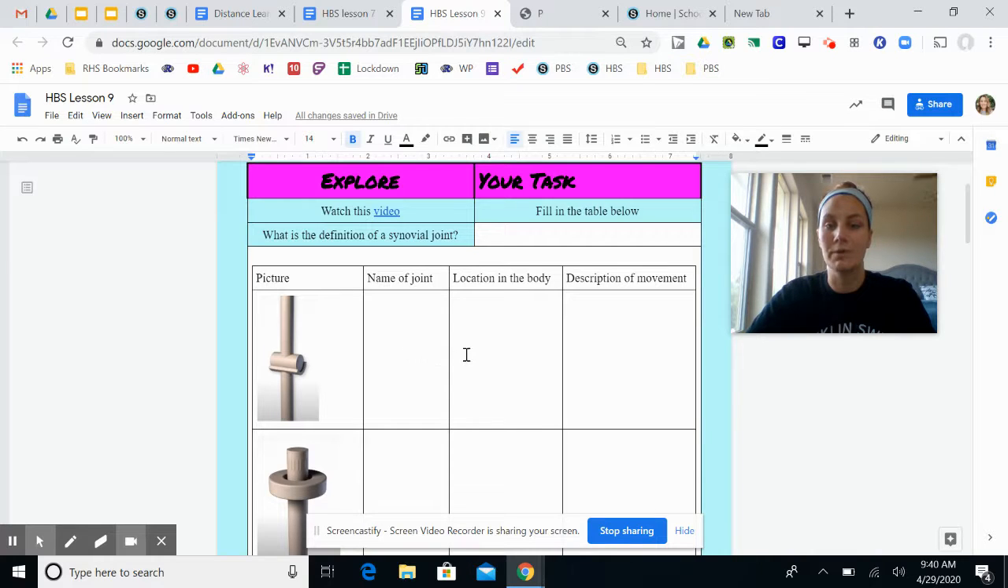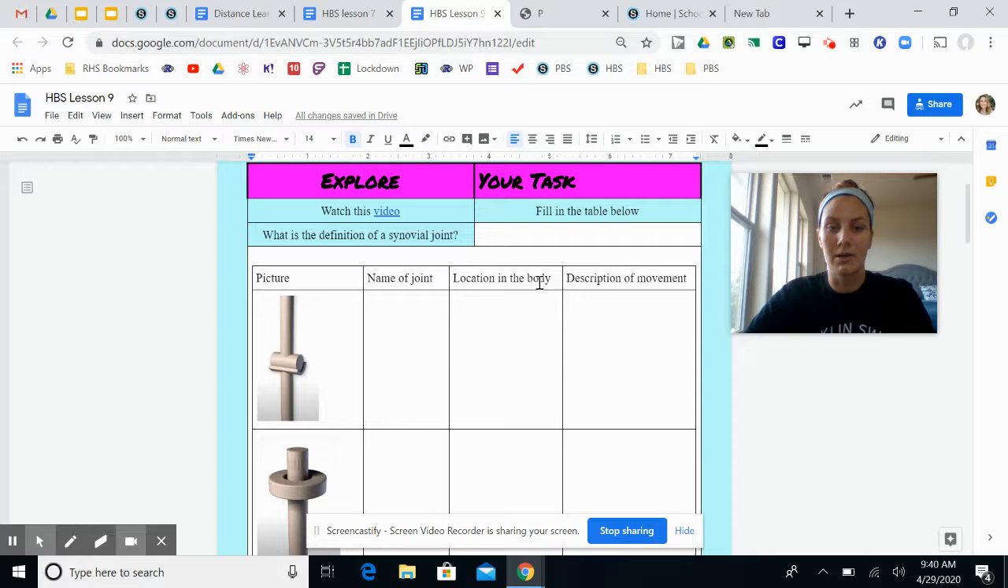So what's the name of the joint? Where would you find it in the body? Just give me one or two examples, and then a description of the movement. So what kind of movement is it allowing in your body? And a little bit of description of the movement.